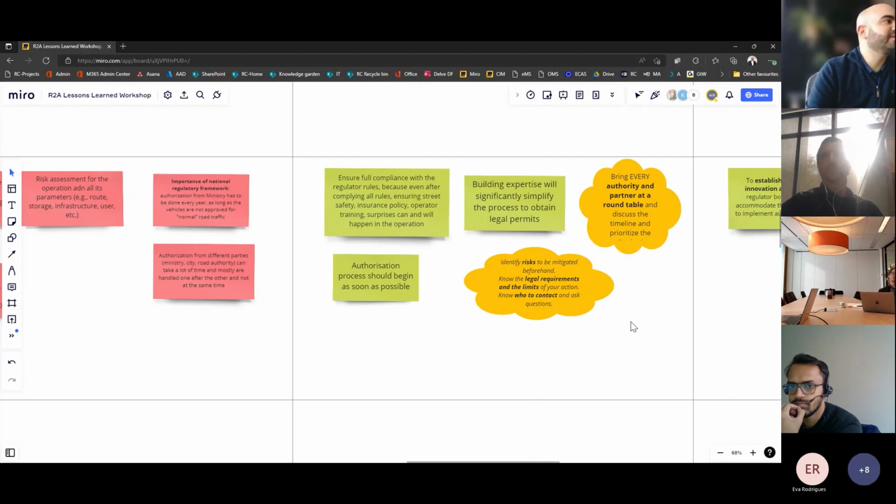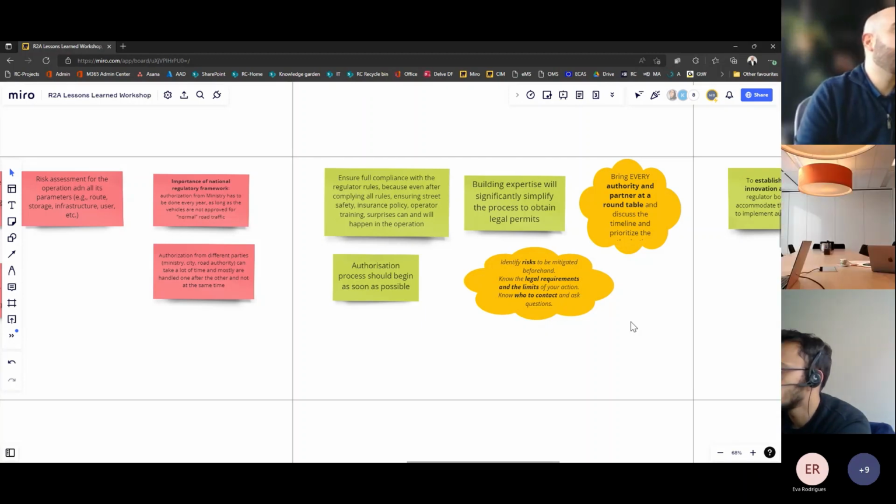To know that surprises can still happen, even if you think you've complied with all of the requirements and the rules, to try to be very comprehensive and still have some buffer time, because further requirements or surprises might come up.